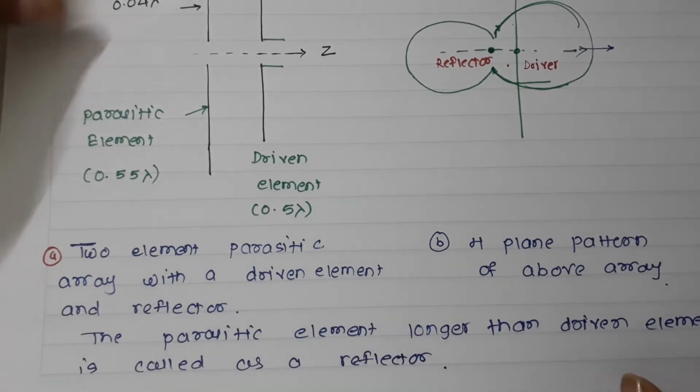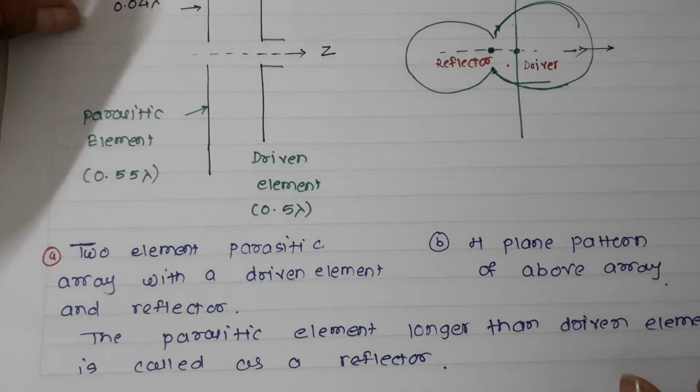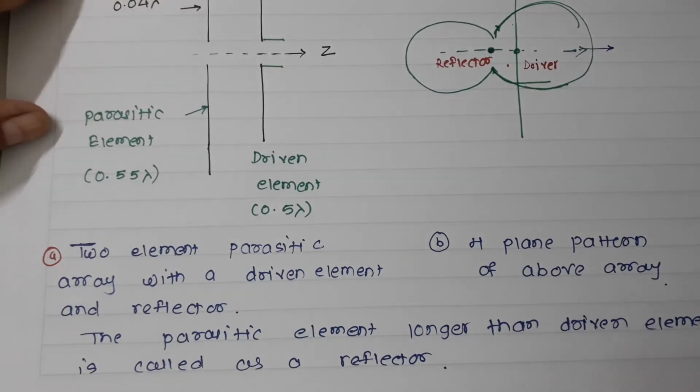Now let the parasite be 5% shorter than the driven element, but now we'll place that particular parasitic element on the other side. As we have already gone through the previous pattern, we can say this parasitic element which we are placing right now on the other side will be called the director.